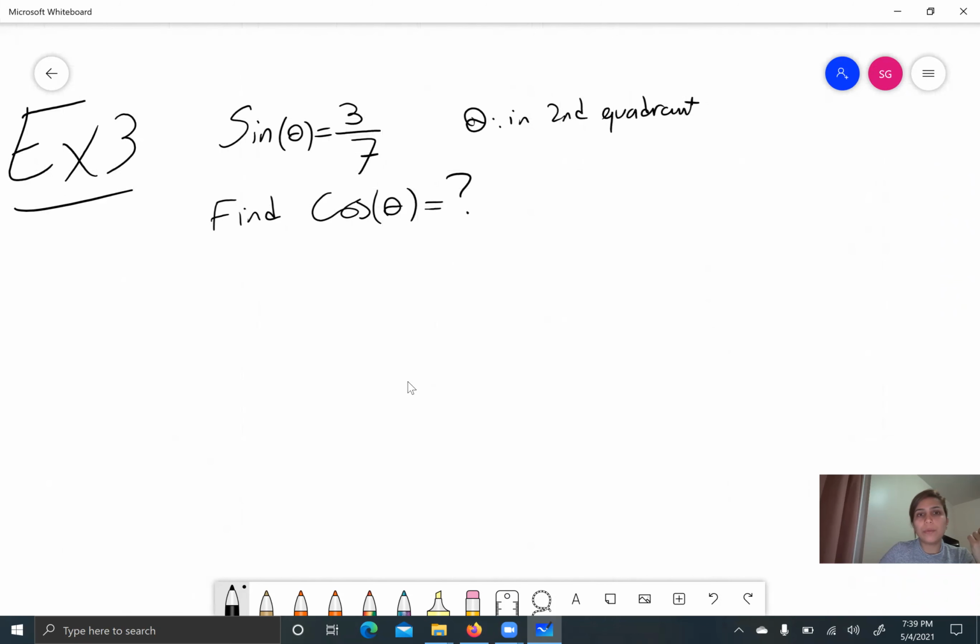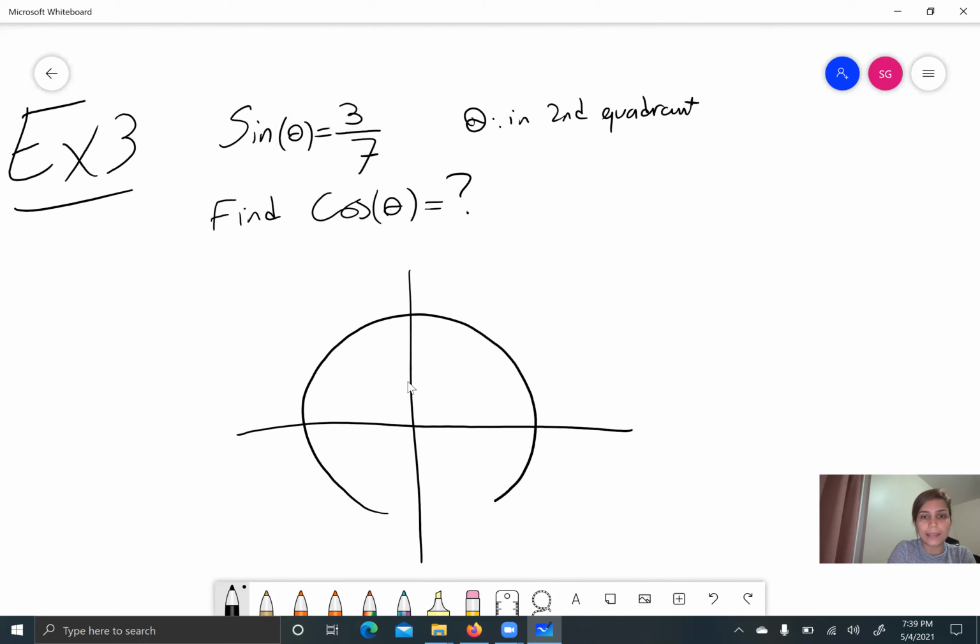Okay, so in general, if I want to calculate cosine of theta, I need, okay, let me draw it. So I know I have an angle in the second quadrant. This is the first, this is second, third, fourth. So I know it's here. This is the second quadrant. So there is an angle somewhere here. I'm gonna draw something randomly, okay? So I know theta is something like this.